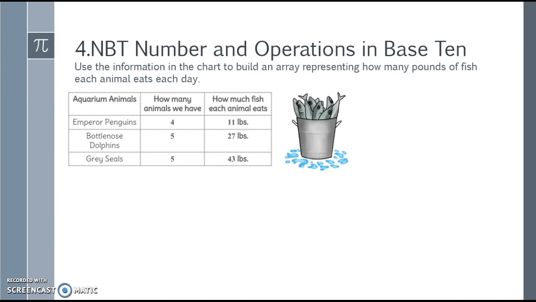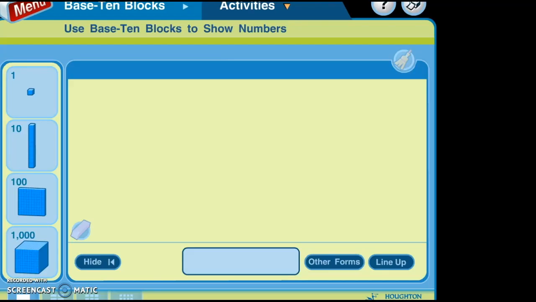So we have aquarium animals here on the left. We have the amount of animals that we have of each type in the middle, and then how much fish they eat. So let's focus on the emperor penguin. If we have 4 penguins and they each eat 11 pounds of fish, we need to determine how many total pounds of fish we need. So we need 4 times 11.